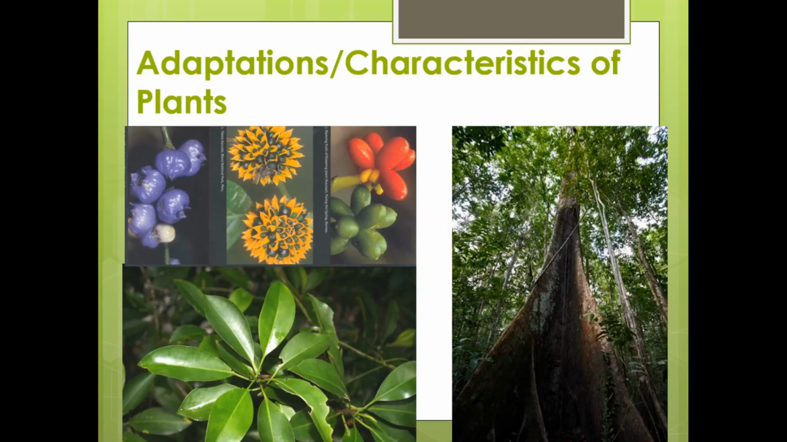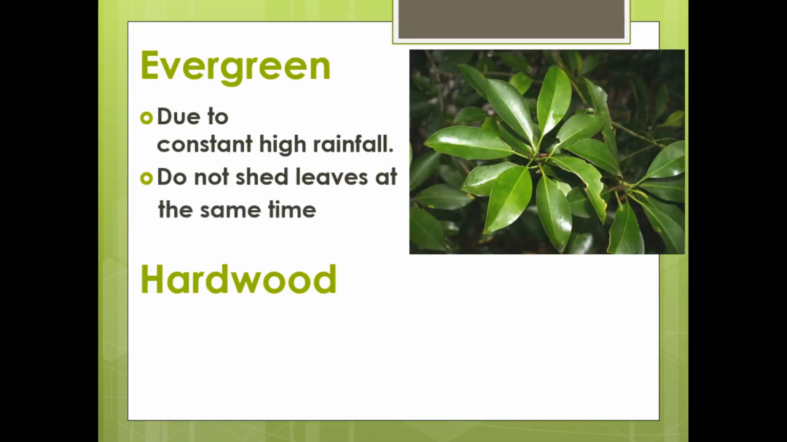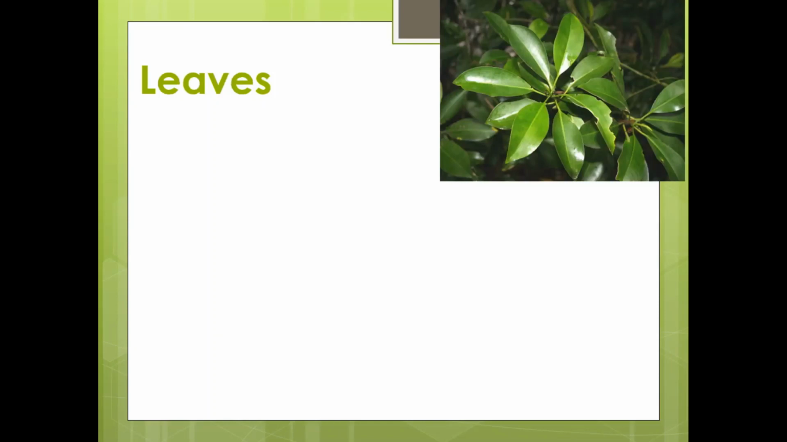Okay, now adaptation and characteristics of the plants. As mentioned before, the trees are evergreen, meaning that they don't shed their leaf at the same time of the year, and they are also largely hardwood. Now, hardwood includes Meranti, Kapur, and Chengal. These are the names of the species of trees, and they tend to be hard, sturdy.